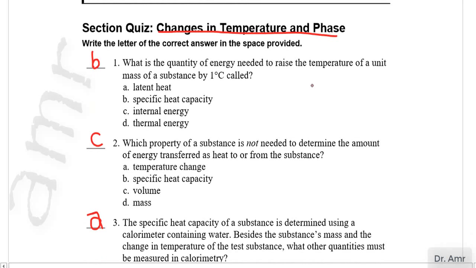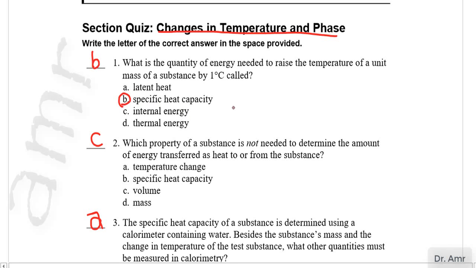Question number 1. What is the quantity of energy needed to raise the temperature of a unit mass of a substance by 1 degree Celsius? طبعا this is the definition of specific heat or the definition of specific heat capacity. الاتنين صح. The answer is number B.